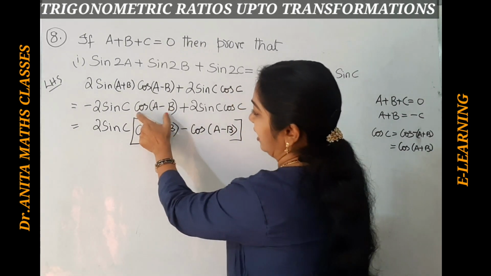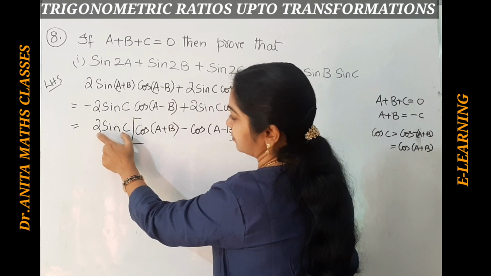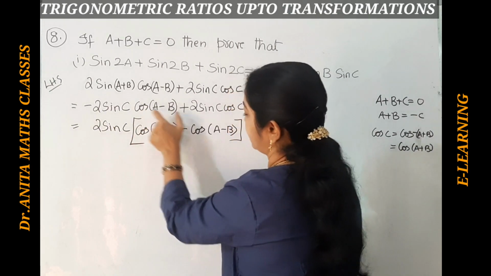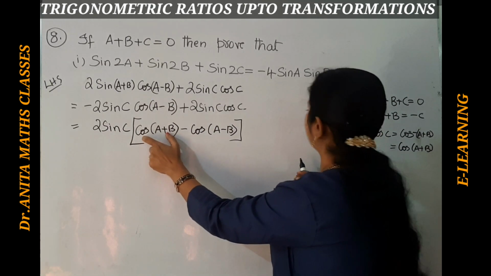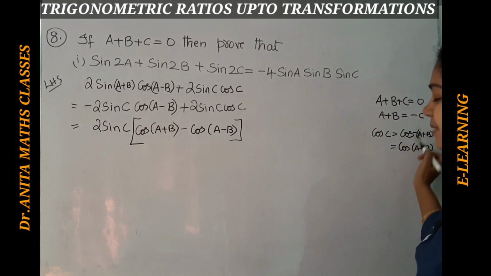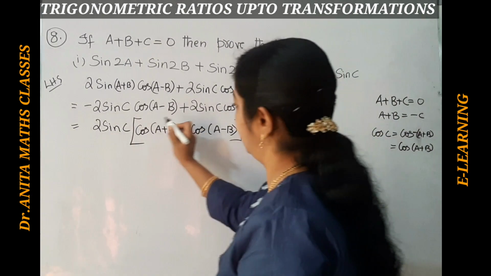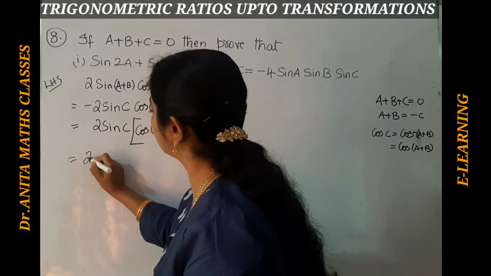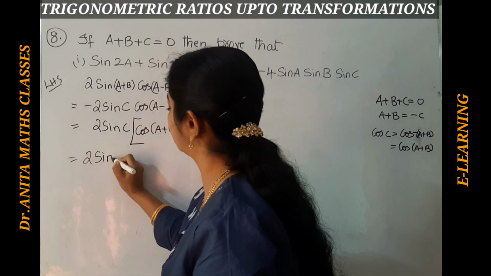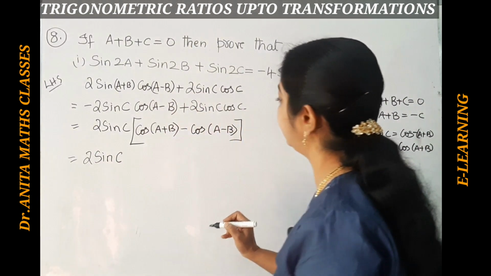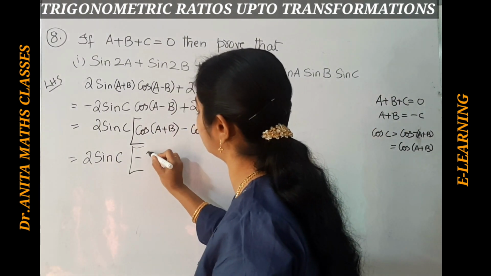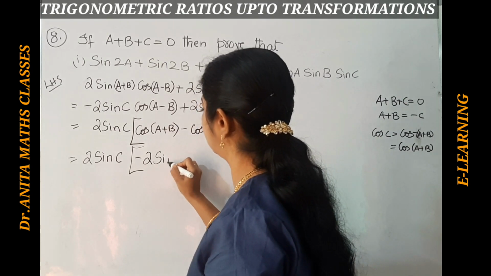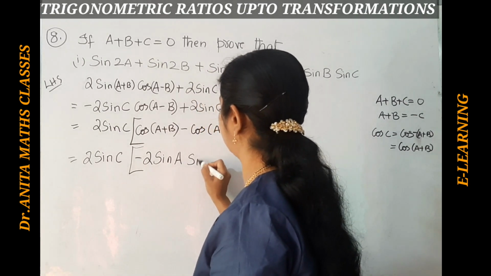See here, I have taken 2 sin C outside. So minus of cos A minus B here I have written. Instead of cos C, I have written cos A plus B. There is no negative sign here because cos of minus theta is cos theta only. So here this becomes 2 sin C, and this, if you are reversing here, this becomes minus 2 sin A sin B.